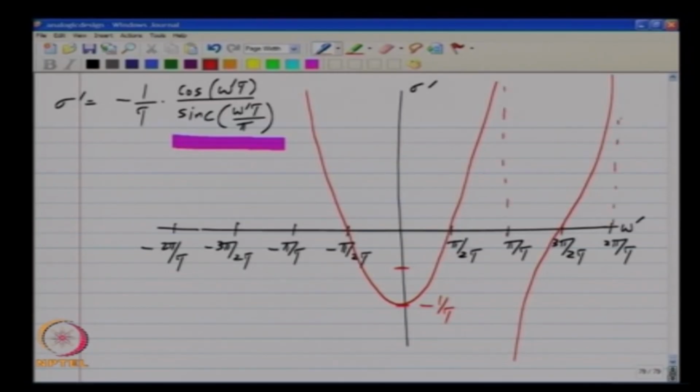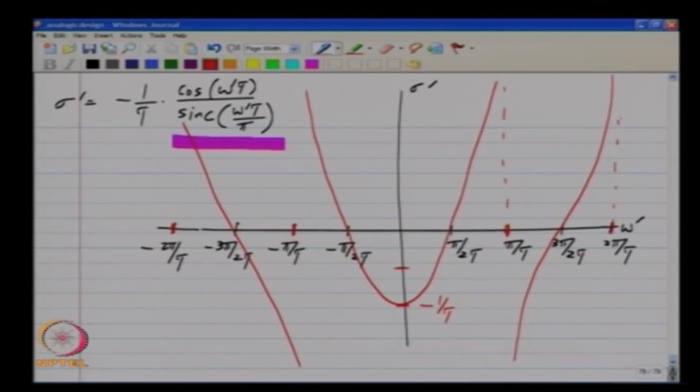Okay. And so on. So, there are discontinuities at minus pi by tau, minus 2 pi by tau, plus pi by tau, plus 2 pi by tau, and in general every integer multiple of pi by tau. Okay. So, this is the nature of the solution. Sigma prime versus omega prime looks like a cup in the middle and a lot of other segments with the discontinuities between them.